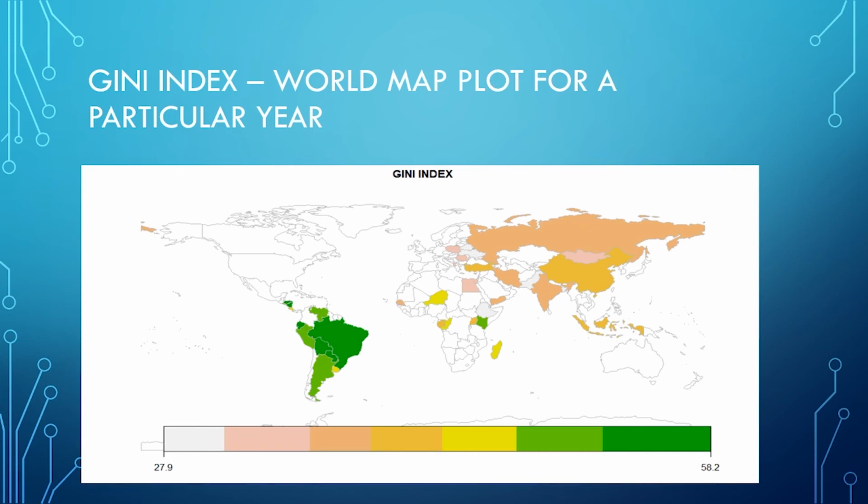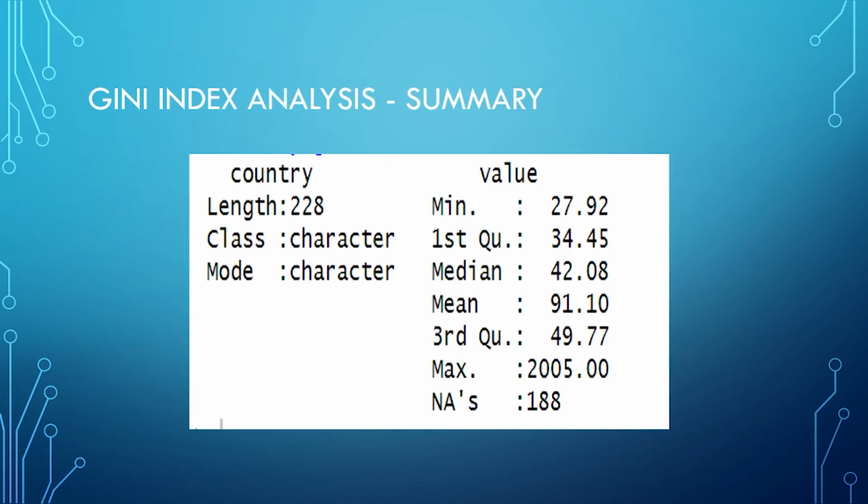So in the year 2006, we could see that South America possesses the highest Gini index, and China, India, and other countries possess moderate, and other European countries possess moderate Gini index. And the white spaces are nothing but those countries which do not have a Gini index that year, which are nothing but not available in the table or the data set.